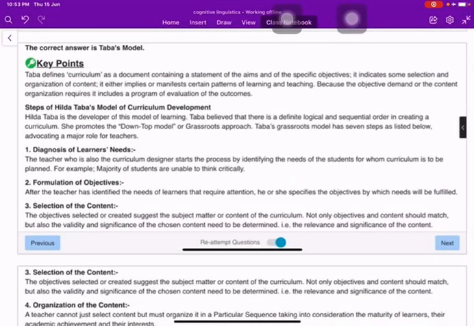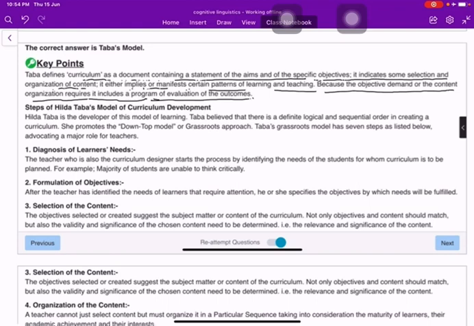Now, Taba defines curriculum as the document containing a statement of the aims and of the specific objectives. It indicates some selection and organization of content. It either implies or manifests certain patterns of learning and teaching. Because the objective and demand of the content organization requires it includes a program of evaluation of the outcomes.